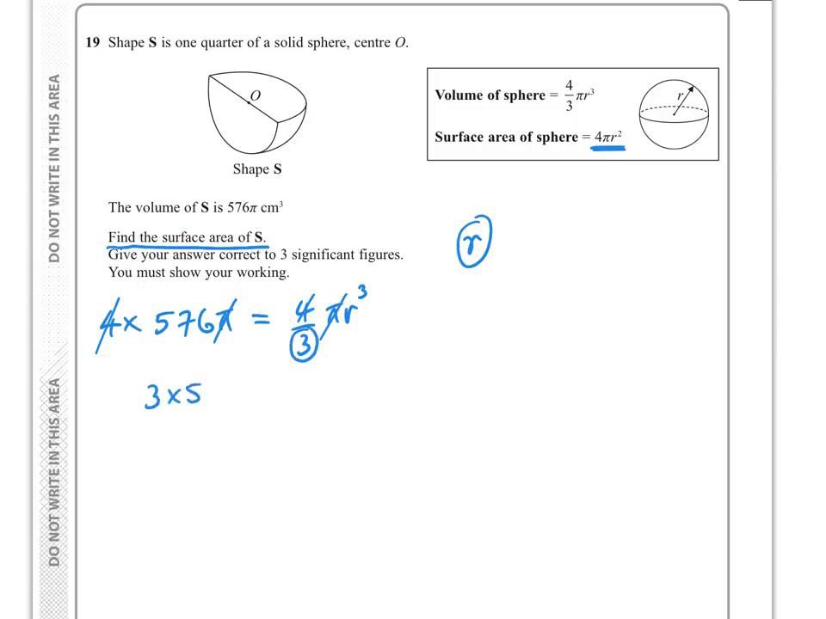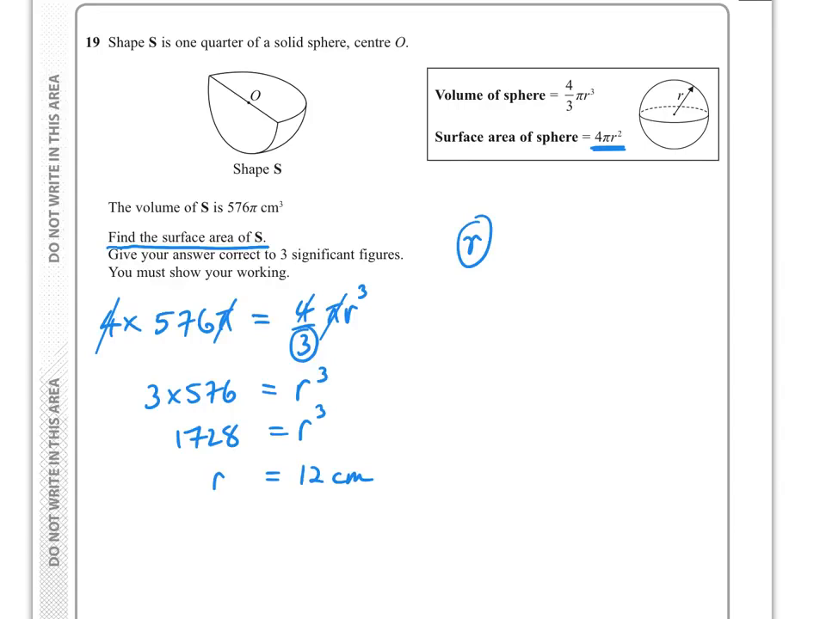So all I've got to do is times both sides by this 3 here. So 3 times 576 equals r cubed. And on the calculator, 3 times 576 is 1728 equals r cubed. If you know your cube numbers, you can just write 12. If you don't, just use your calculator. So r is 12 centimeters.